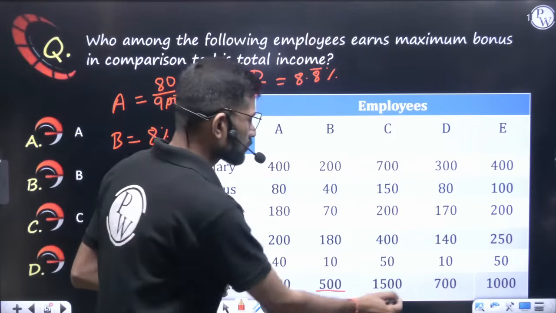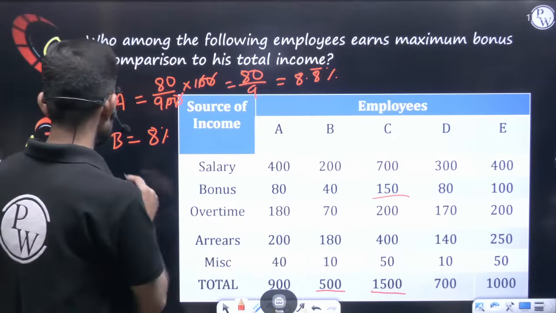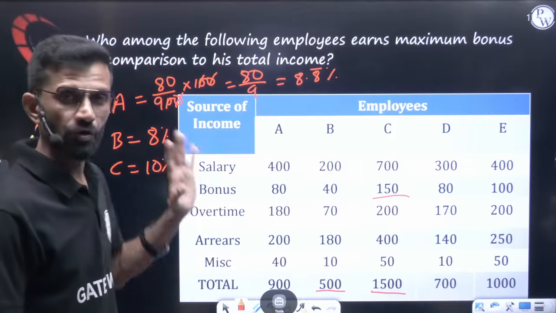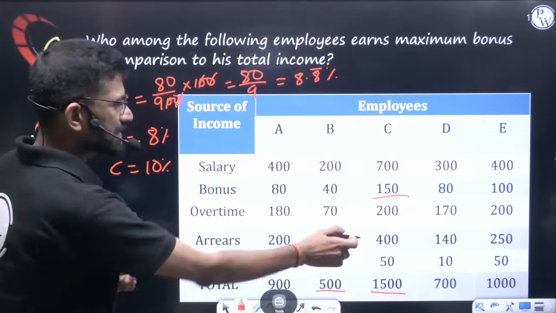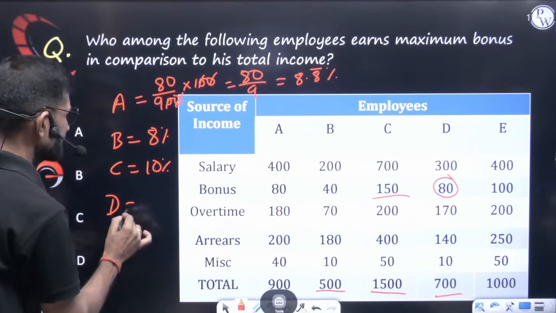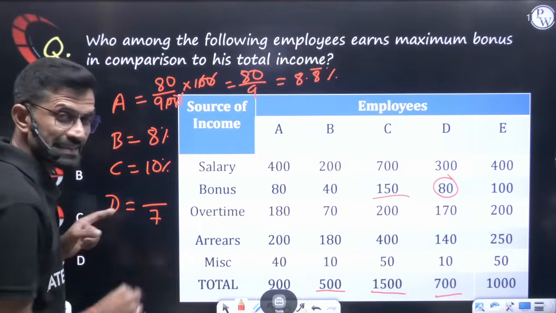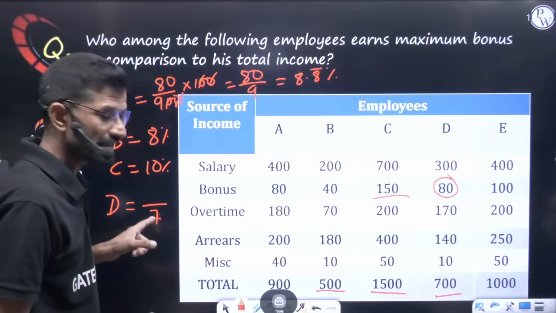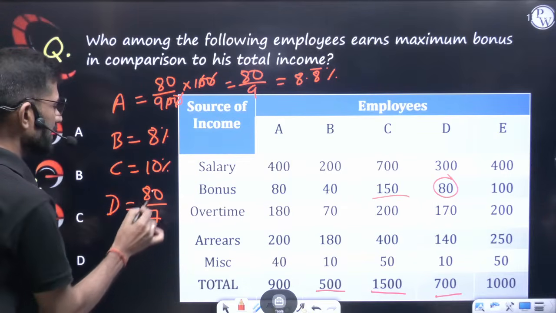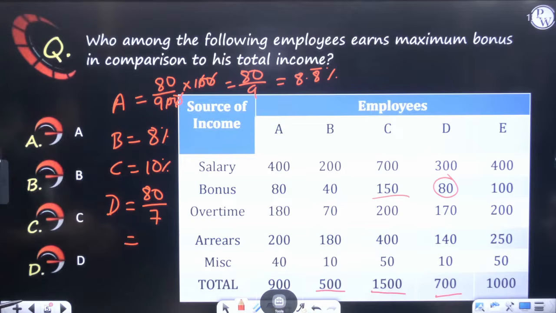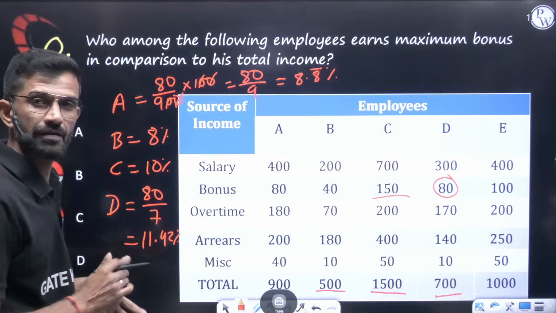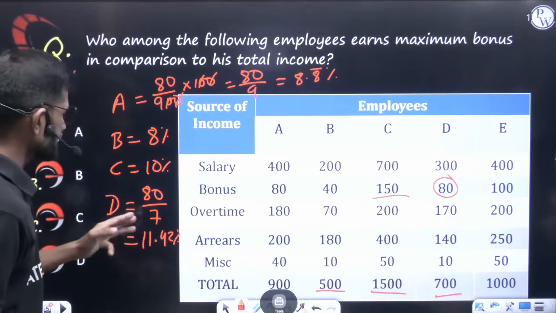If you take the C case, out of 1500, 150 is the bonus. So for C you can say directly it is 10% bonus. Up till these three, C is more. Now if you take the D case, D is getting 700 total income, out of that the bonus is 80. So for D, out of 700 we are writing 7. It is clear why we are writing 7, because when we multiply with 100, two zeros get cancelled. So 80 by 7 will come somewhere around 11.42%.